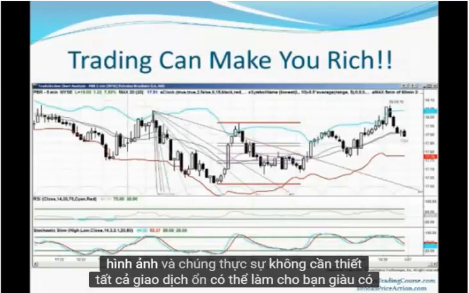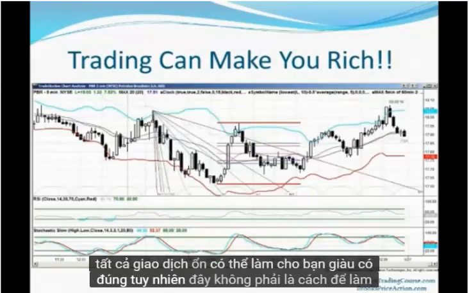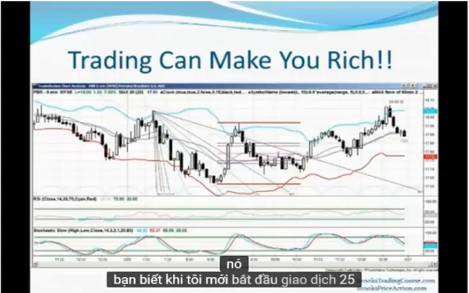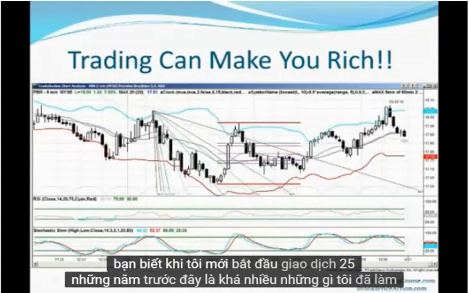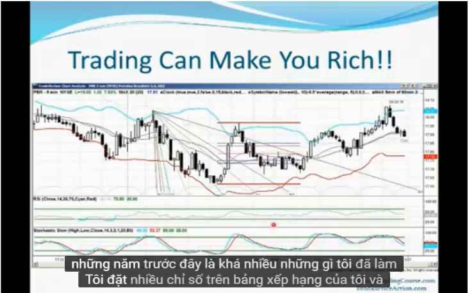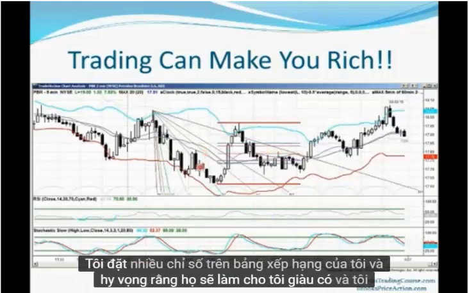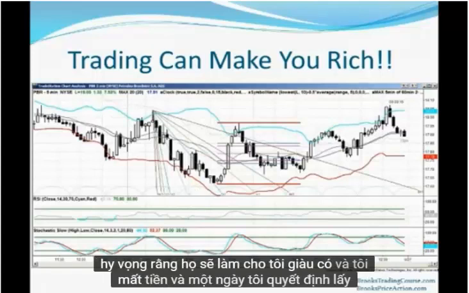Okay, trading can make you rich, right? However, this is not the way to do it. You know, when I first started trading 25 years ago, this is pretty much what I did. I put many indicators on my charts and hoped that they would make me rich, and I lost money.